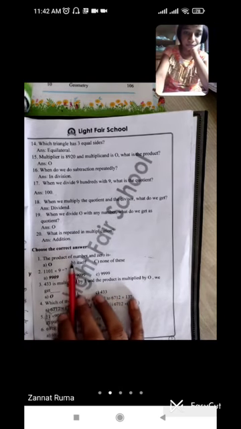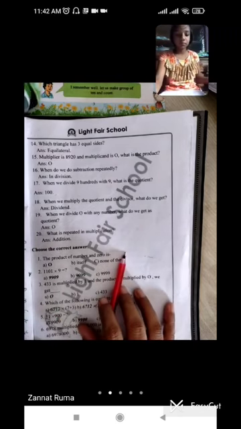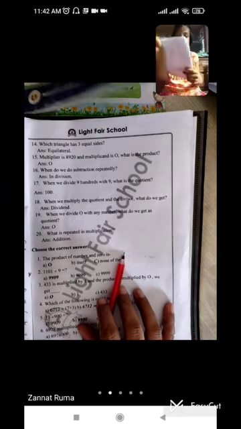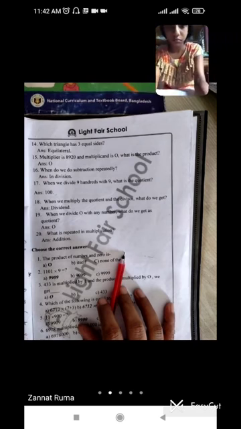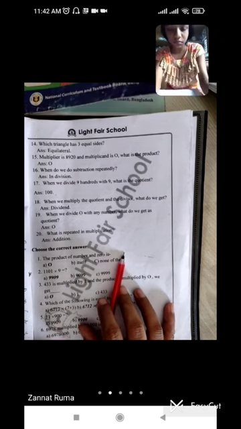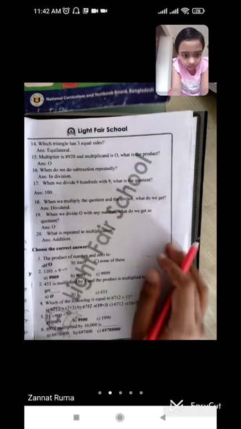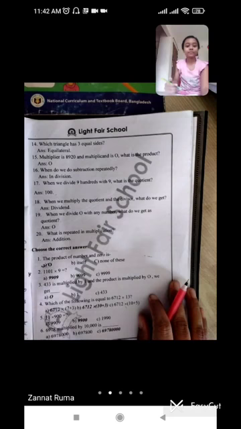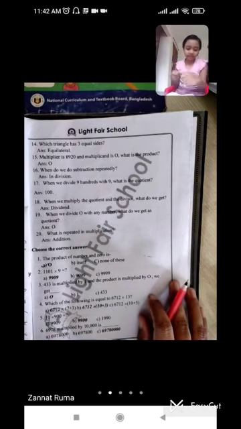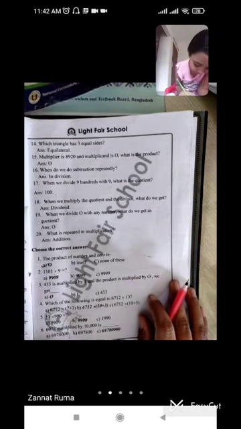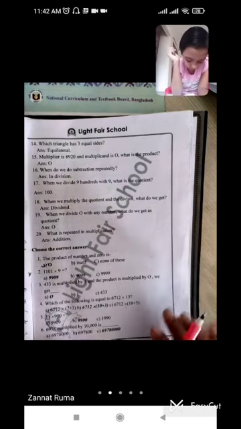The product of a number and 0 is what? Can you tell me, if we multiply any number with 0, then what will be the product? It's 0. Okay. If you multiply a number with 0, then the product will be 0.